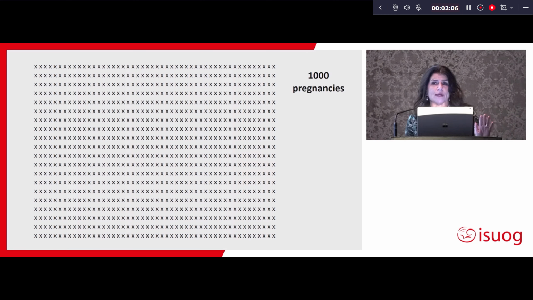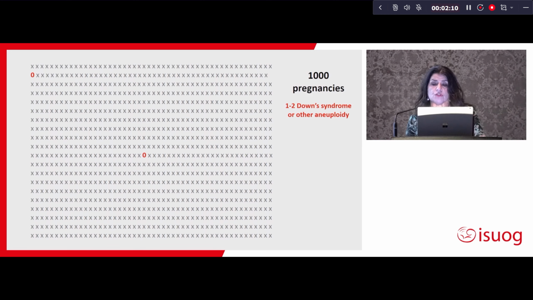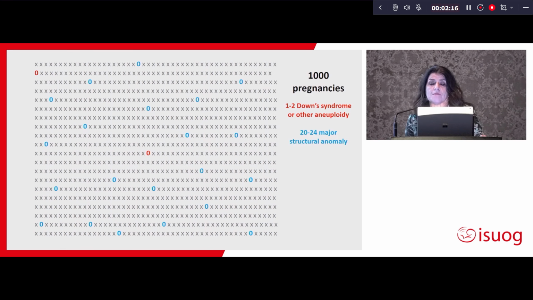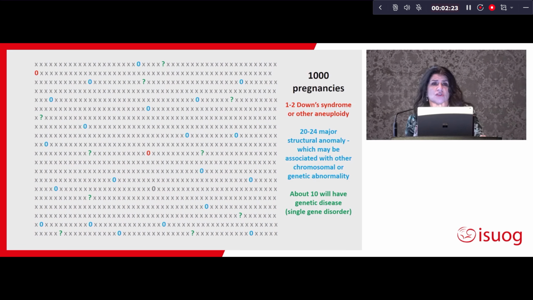So if you've got 1,000 pregnancies and you want to be screening for genetic defects, what you need to know is that about 1 to 2 of those pregnancies will have Down syndrome or other aneuploidy. About 20 to 24 will have a major structural anomaly. And in that group with a major structural anomaly, some will have chromosomal genetic disorder, and about 10 will have genetic disease or a single gene disorder.